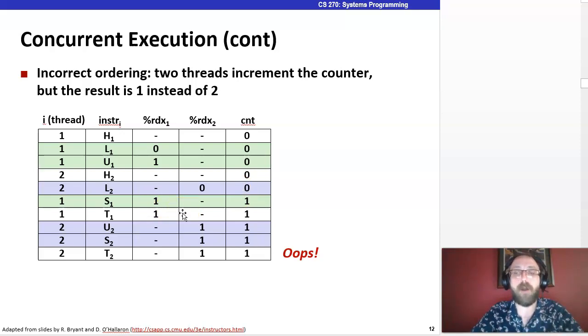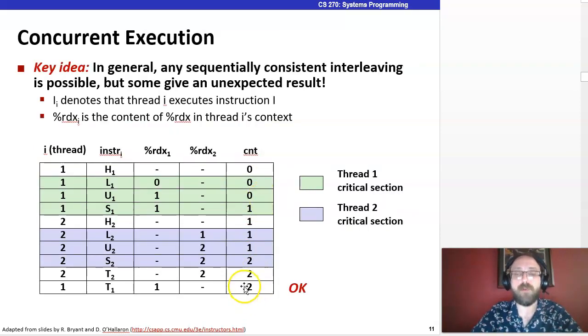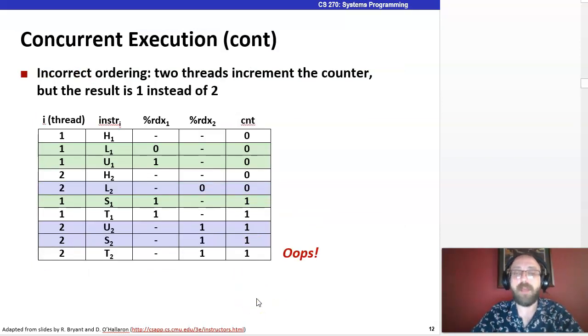So we have a problem. We have these 2 threads interacting with each other in a bad way. We would hope for this result, where the value of that count variable ends up being 2, but that's not what happened.